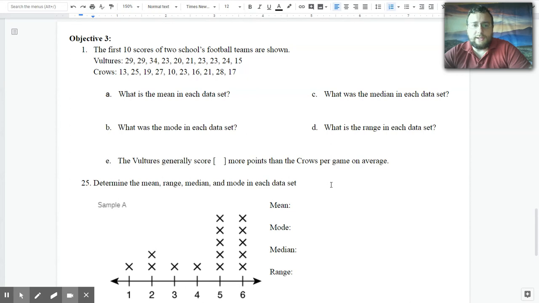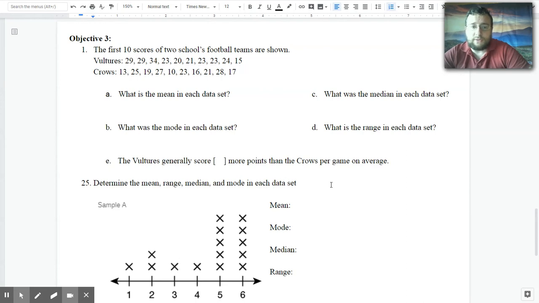So here you have a list of two sets of data, and you were asked to figure out what the mean, mode, median, and range of each data set is, and then use that to also compare the average scores of the Vultures and Crows in their games, right? So these are two schools' football teams and their scores for their games. All right, so now let's look at this by pausing it and trying to do these skills.